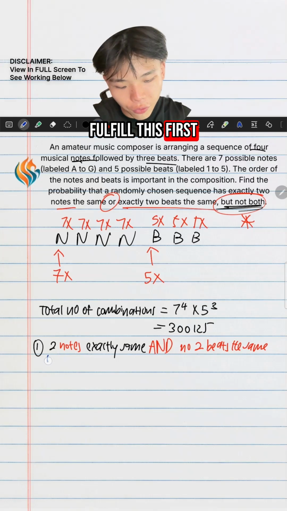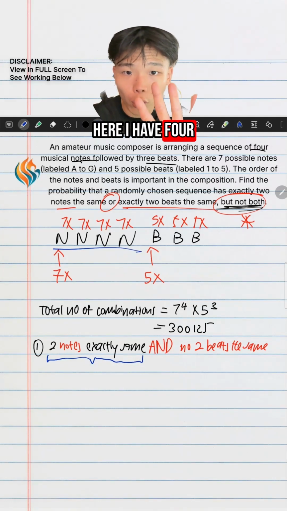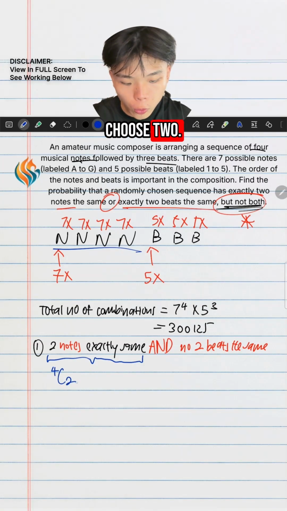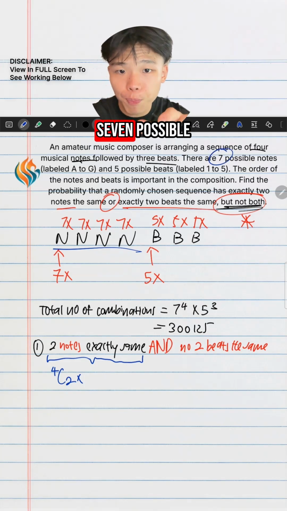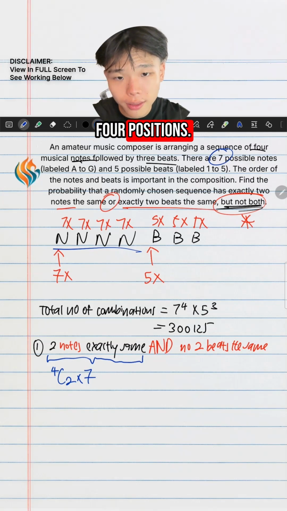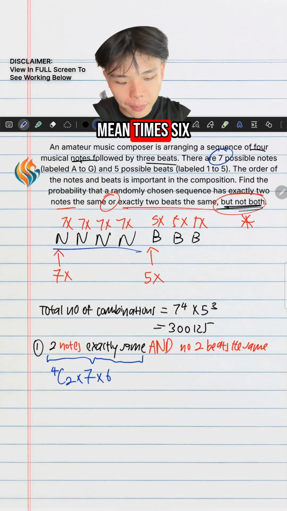So how do we fulfill this first condition over here, whereby 2 notes are exactly the same? You see over here, I have 4 different slots, and out of the 4 different slots, I need to choose 2 first. So 4 choose 2. Now I've chosen the 2 slots. How many pairs can I fit in there? Well, there are 7 possible different notes. Therefore, I can fit 7 different pairs inside these 4 positions. And therefore, once I pick these 2 positions already, the remaining 2 positions will be the ones that are different. So that would mean times 6 and times 5.